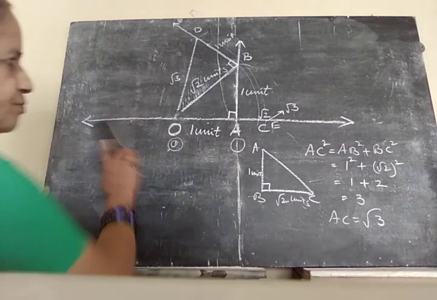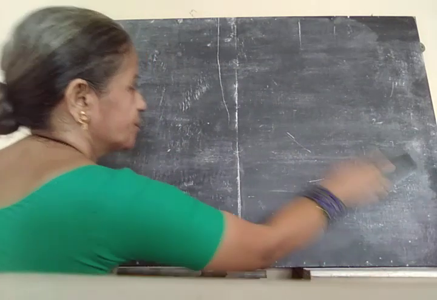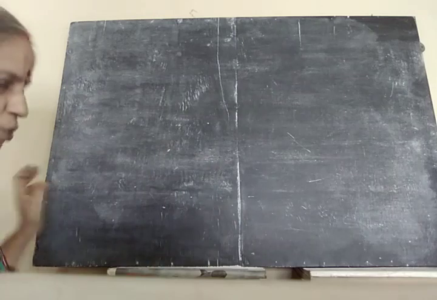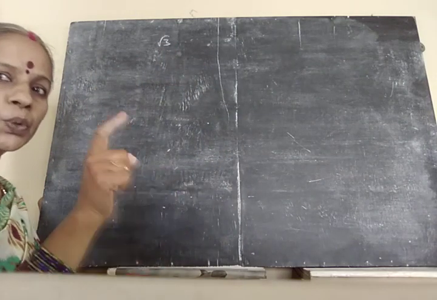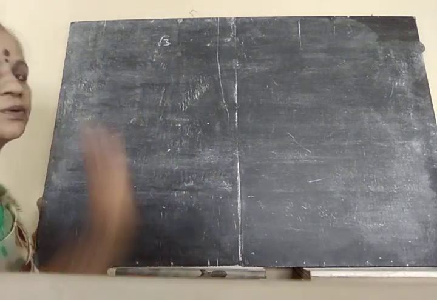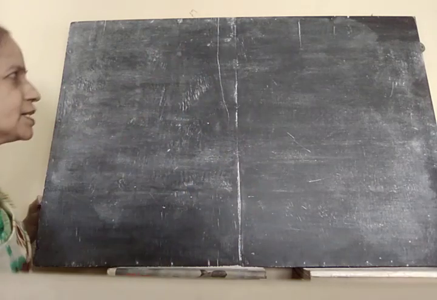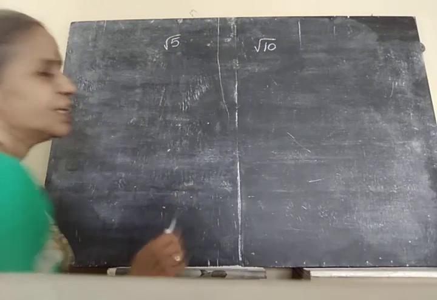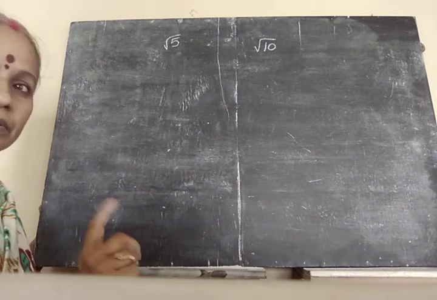Now what is our question? Root 10 on the number line. See, every time you need not construct root 2. Here for root 3, we have to construct root 3 first. Root 2 represent on the number line, and on that root 2 you have to take root 3. But for root 5 and root 10, you need not go for the full method. You can go for the short method.